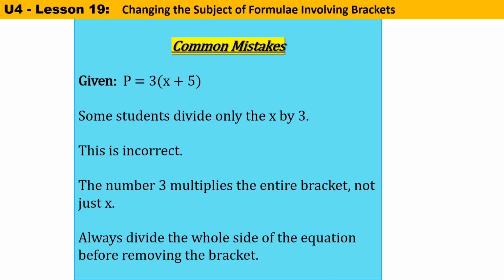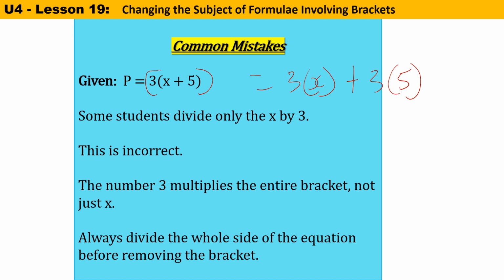So when changing the subject of a formula and it involves brackets, students sometimes make common mistakes. For example, here we have p equal 3 bracket x plus 5. Some students divide only the x by 3. That is absolutely incorrect. The number 3 multiplies the entire bracket. In other words, here it would simply equal 3 times x plus 3 times 5. That's what it is saying. So you're multiplying everything in the bracket by 3.